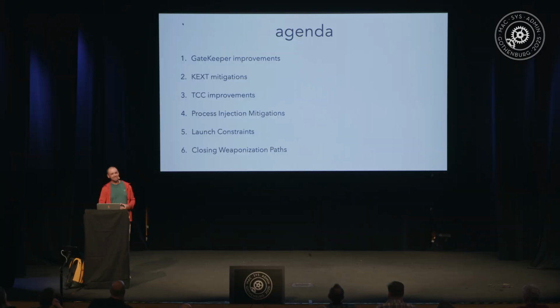So the agenda is, first I will start with Gatekeeper improvements, then kernel extension mitigations and improvements, TCC, then process injection, which we heard a lot about from Wojciech in the previous talk, then launch constraints, which I think is one of the most powerful mitigations in the past few years, and how Apple is closing weaponization paths.